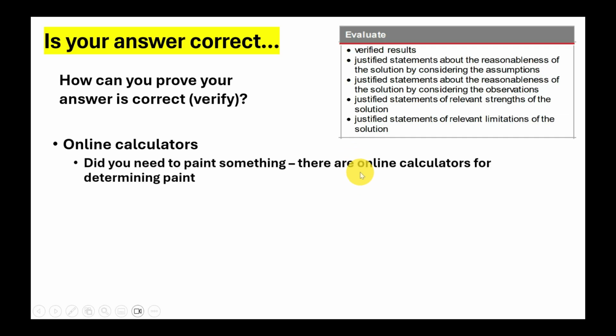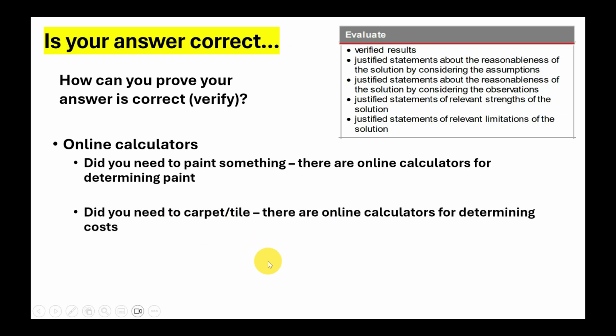All right, so did you need to paint something? Here's another example. There are lots of places online where you can punch in your wall dimensions throughout your house, and it will determine the amount of paint and the cost that is going to be, and that would help you look at your answers and determine how close or how good your answers were. Okay, did you carpet or tile something? There's online calculators for that.